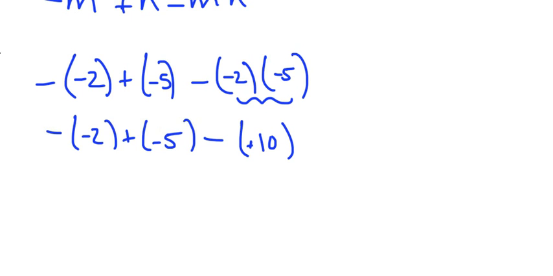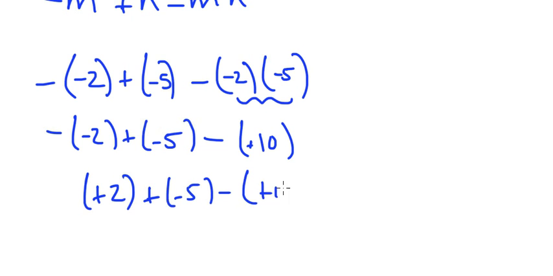All right. So we have the opposite. And I still think this is the best way to go about these problems. What is the opposite of the opposite of 2? It's positive 2. When we see two negative signs by each other and there's no numbers in between them, we know it's going to be positive. So I can write this as a positive 2 plus a negative 5 minus a positive 10.